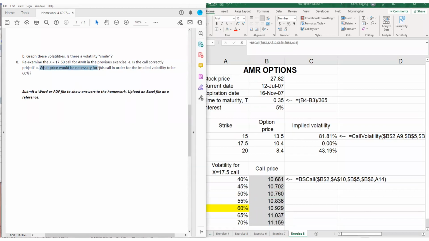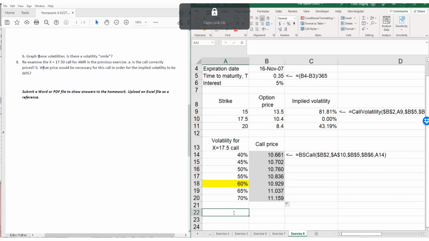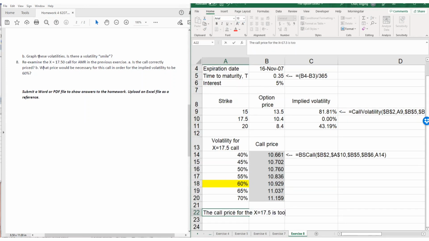So what price would be necessary for this call in order for implied volatility to be 60%? If you want implied volatility equal to 60%, then the call price has to be $10.92. Now the previous call price for the exercise price equal to $70.50 is too low, which is why the function for implied volatility gives 0%.